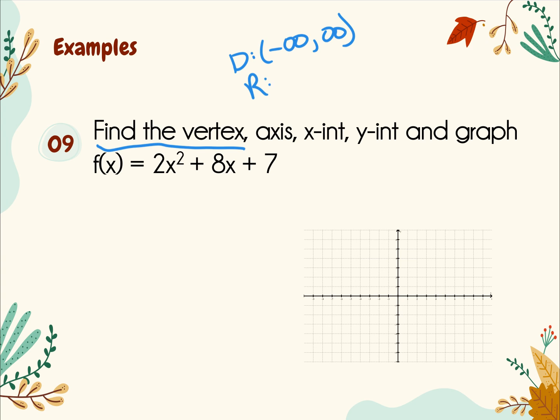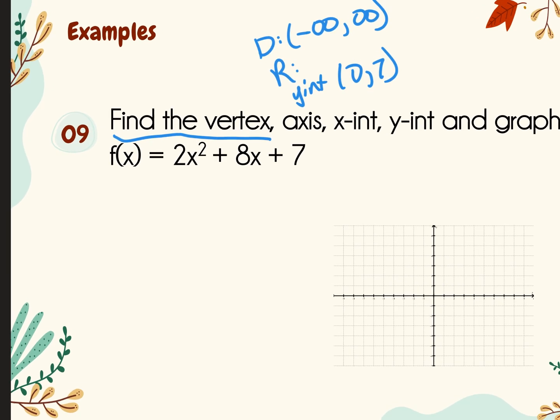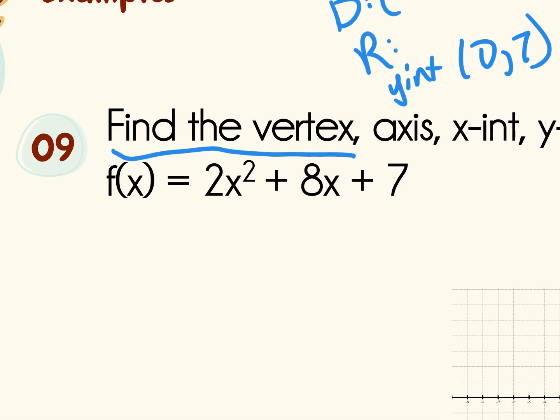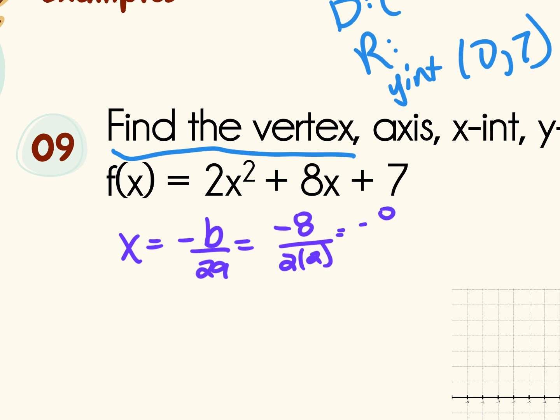I can already identify my y-intercept. It's just my constant, remember? So my y-intercept is at (0, 7). All right, good. Nothing else we can really do just by looking. So let's go ahead and use that little formula that we know to find the vertex. I'm going to say x equals negative b over 2a. So I have negative 8 over 2 times 2. Negative 8 over 4 gives me negative 2.